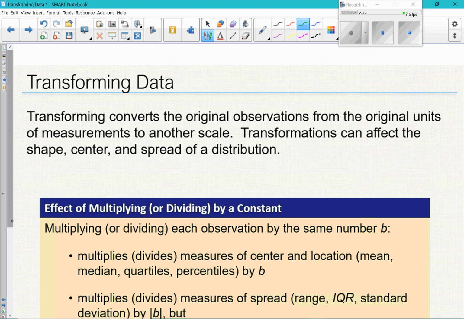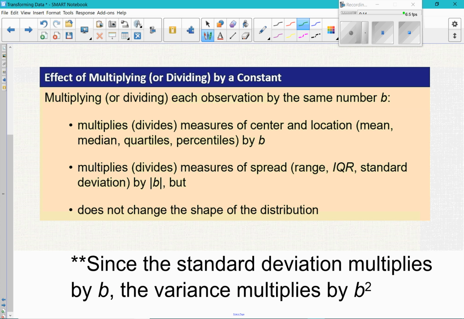All right, so in general, what the rules are, and I'm not going to go through how to do that with the median and the IQR because it's pretty straightforward. If you multiply by a scalar, in this case we're going to call it B, it will multiply the mean, the median, and the quartiles all by the value B. So all of these new values would be B times those numbers, okay? The measures of spread now also all multiply by B.